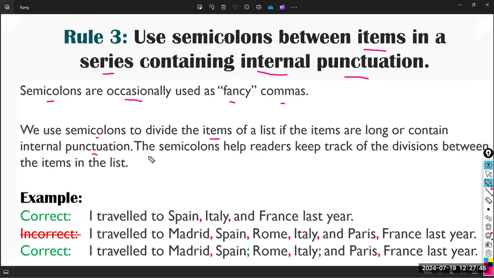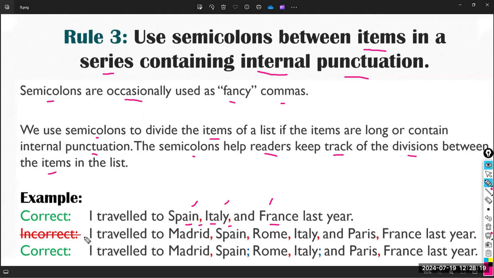I'm going to show you these examples. The semicolons help readers keep track of the divisions between the items in a list. Let's take a look at these examples. This example is saying, I traveled to Spain, this is the first place, Italy, this is the next one or the second one, and France last year. So absolutely, I have to separate these places by using commas. Please watch the video on using the comma to understand correctly the use of the comma.